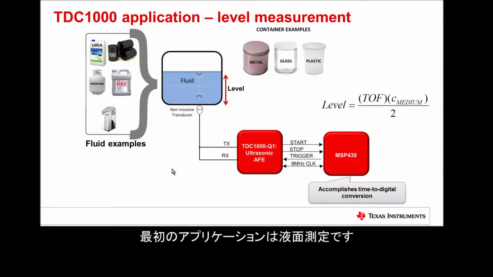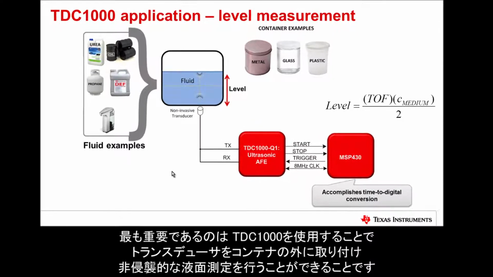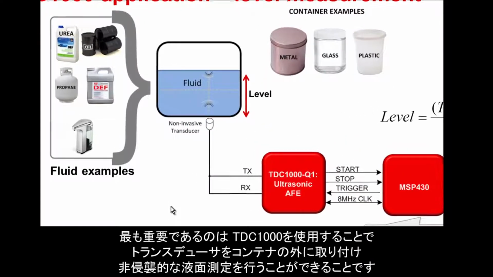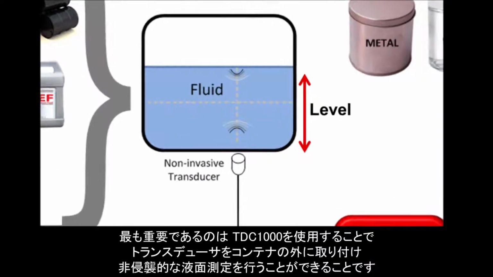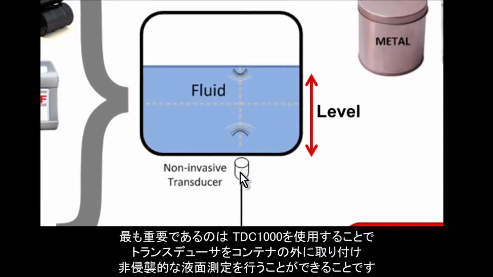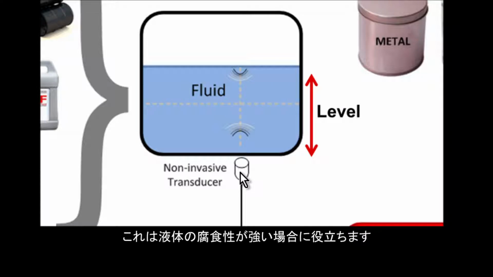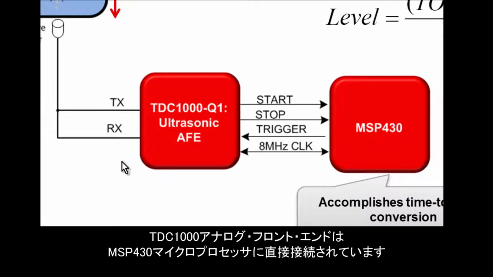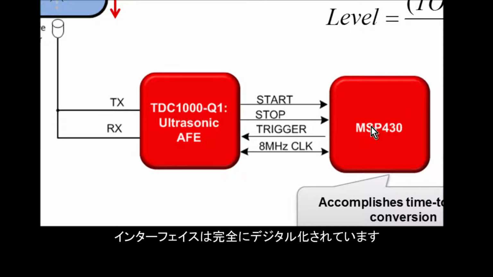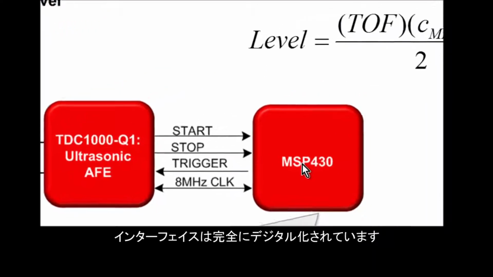The first application is level measurement. Most importantly, with the TDC1000, we enable a non-invasive level measurement, where I can mount the transducer outside the container. This is useful in situations where the fluids are highly caustic. Note the TDC1000 analog front end is hooked up directly to an MSP430 microprocessor. The interface is entirely digital.